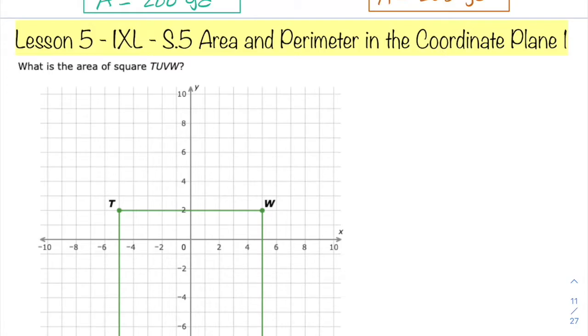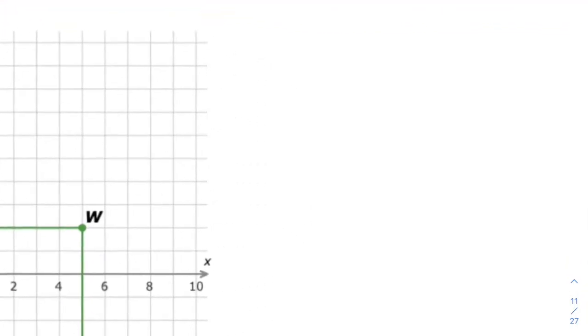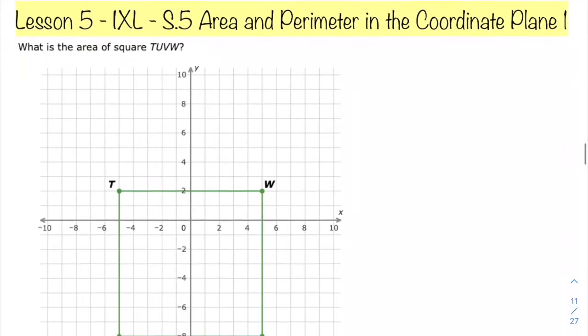Of our distance learning. This is unit 11, and it's IXL assignment S5, which is area and perimeter in the coordinate plane. So there's really just three figures here. There's the area of a square, the area of a rectangle, and the area of a triangle, and then the perimeter of all three of those as well.